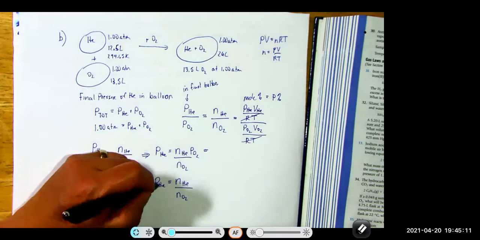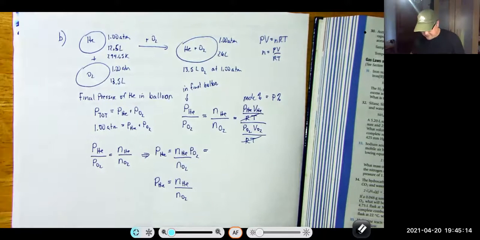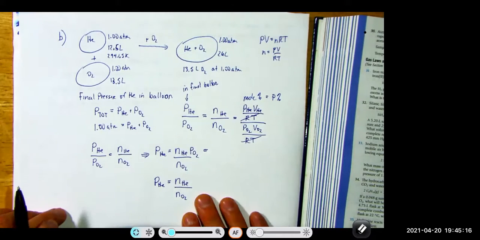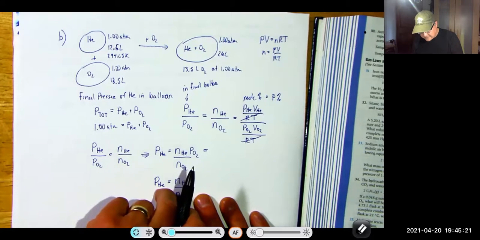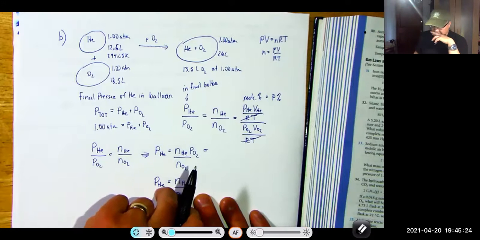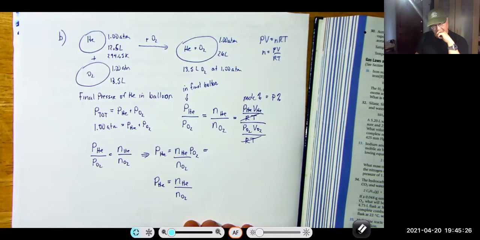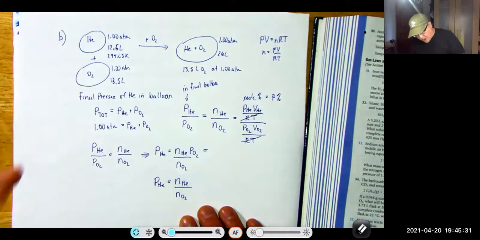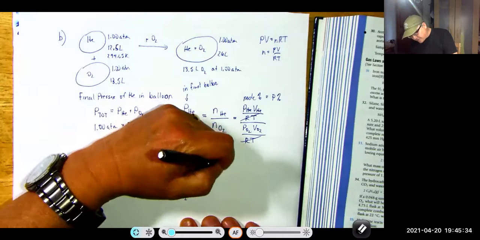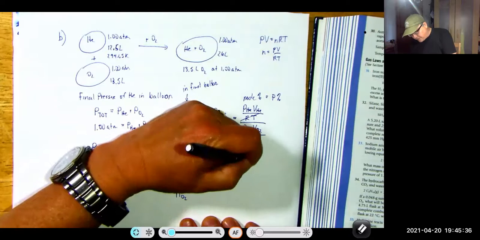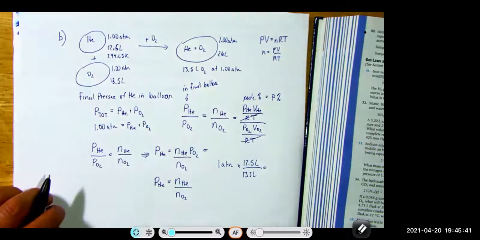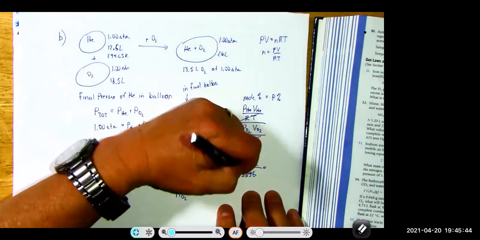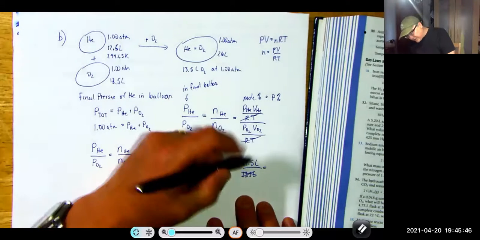Okay, I now understand. I need to know the pressure of helium. I just know that the answer, and I can't figure out why, is going to be 1 atmosphere times 12.5 liters over 13.5 liters. Excuse me. It's going to be 1 atmosphere times 12.5 liters over 26 liters.